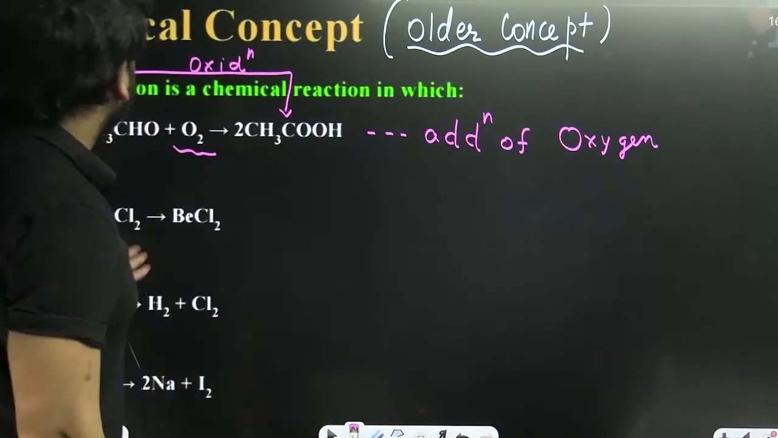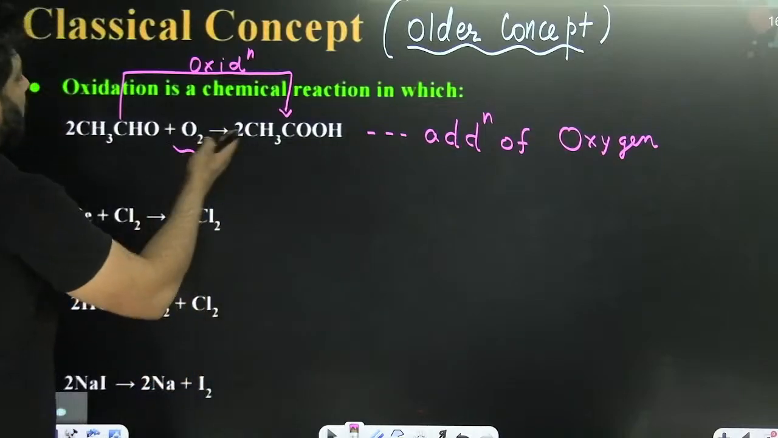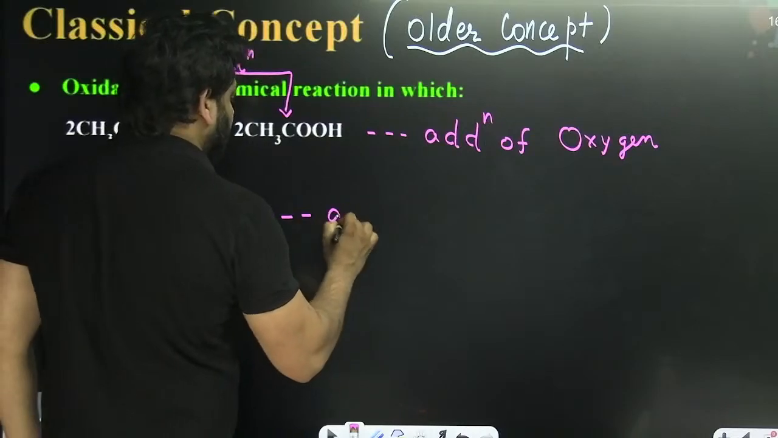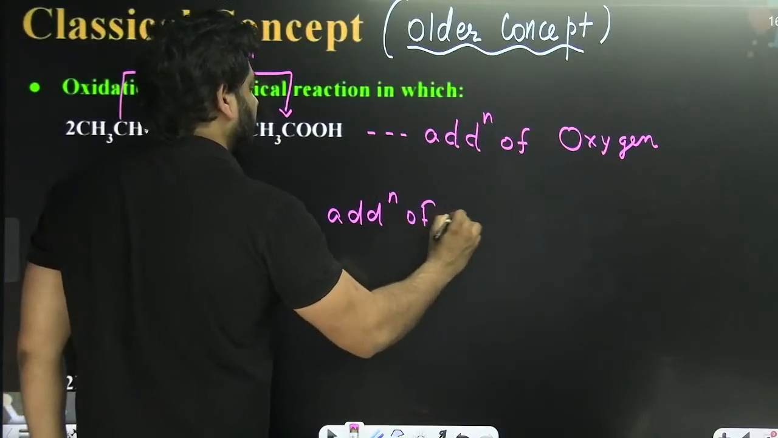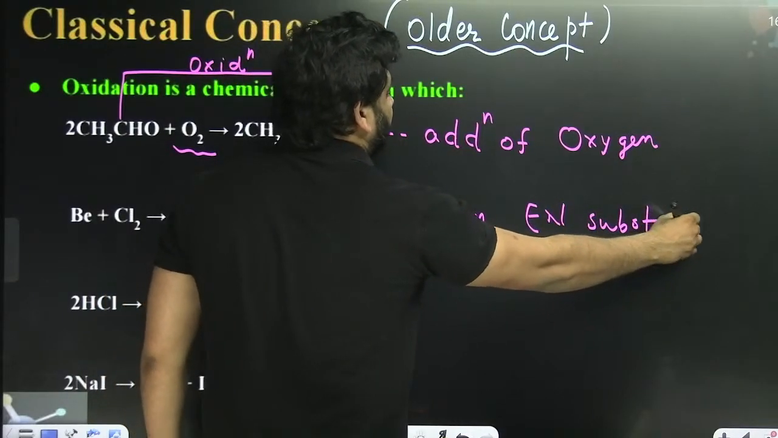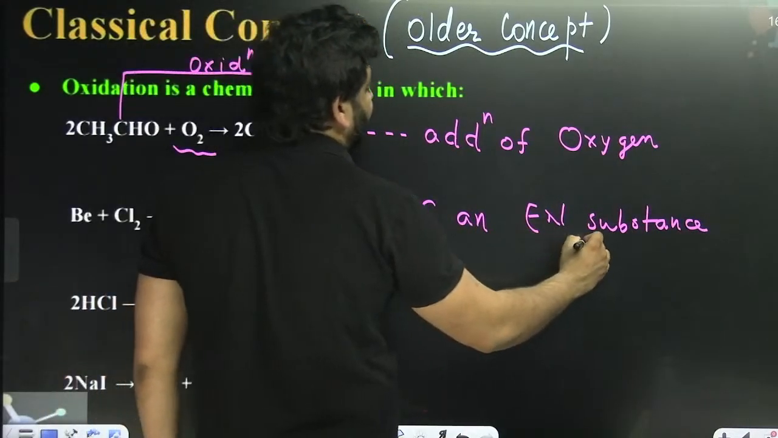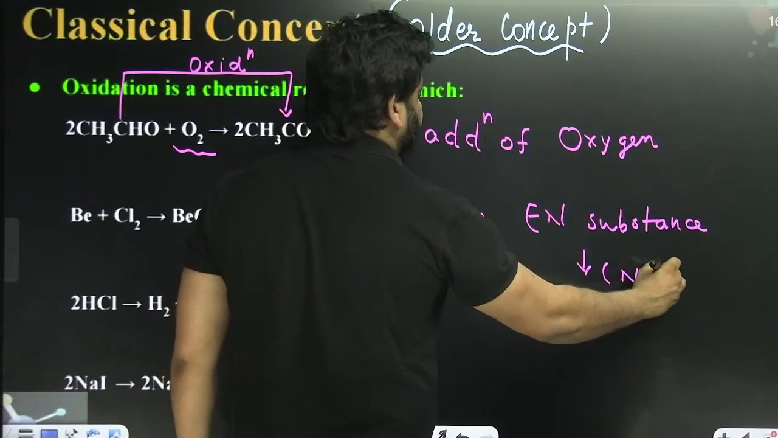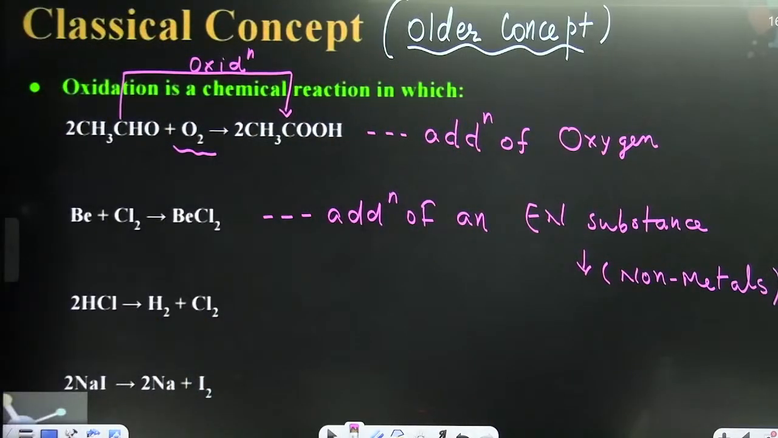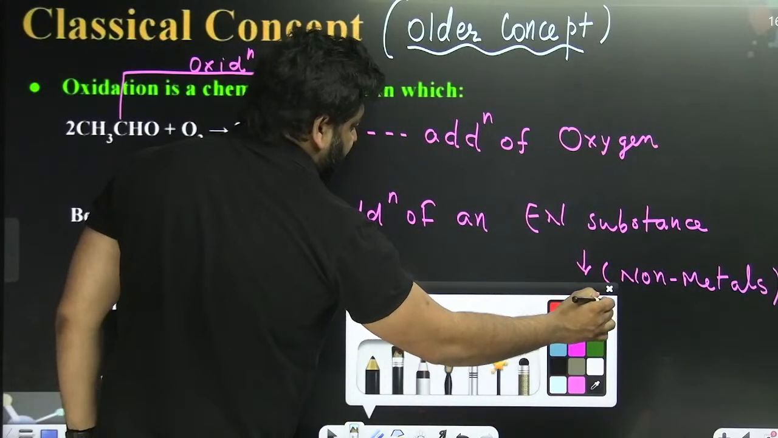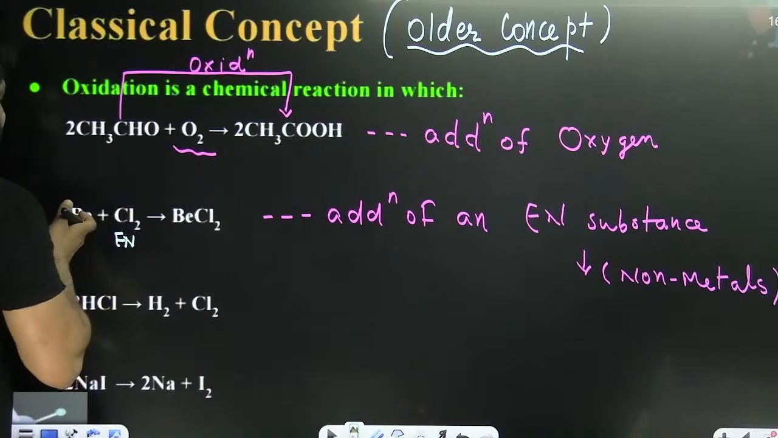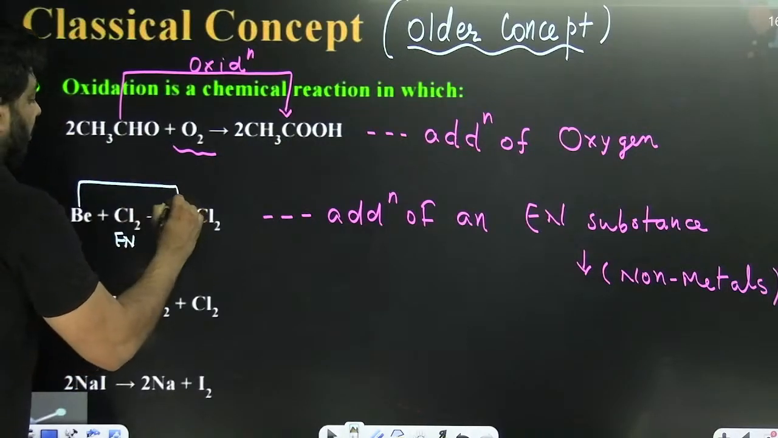So now let us come back to our topic. Addition of oxygen is called oxidation. Addition of an electronegative substance. This electronegative substance or element will definitely be a non-metal. Something which is connected with the non-metals will be considered to be undergoing the process of oxidation. So in this process, since this is your electronegative substance and this is the electropositive substance, which is a metal, and this is the non-metal, beryllium is undergoing oxidation here.